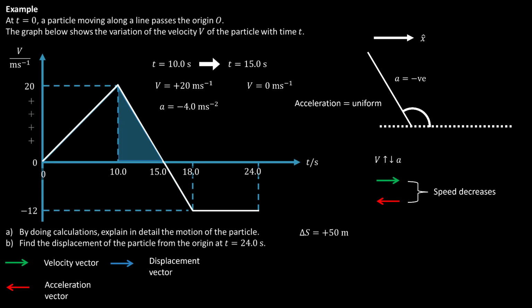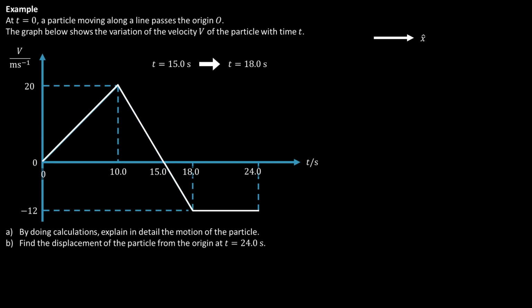Now this instant where the velocity is 0 but there is an acceleration, we call this instant the instantaneous rest instant. From t equals to 15.0 second to t equals to 18.0 second, the velocity is now negative. And this means the velocity is opposite to the x hat direction, or in other words, is pointing to the left. So the direction of motion of the particle over this time interval is in the left direction.